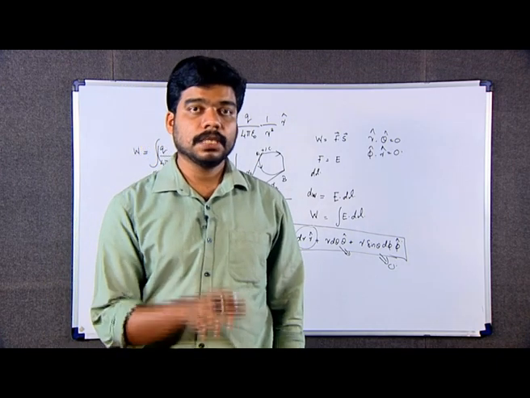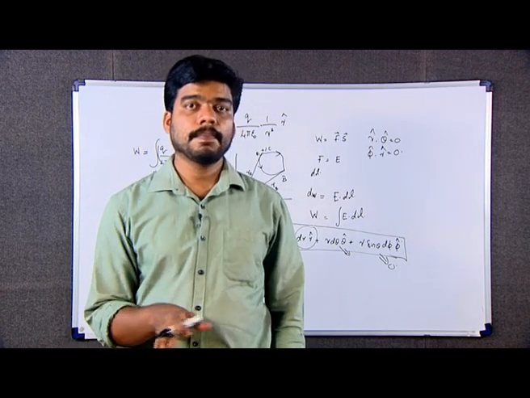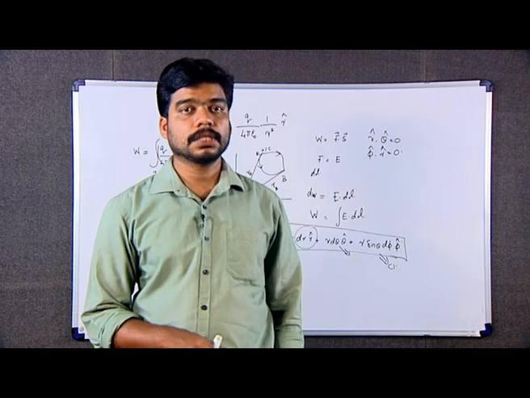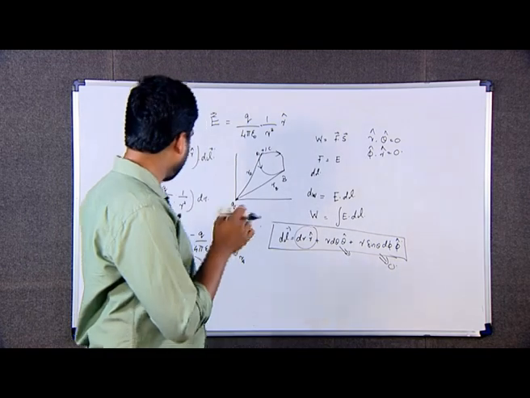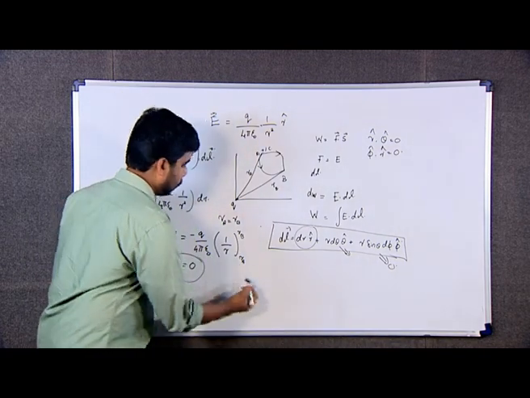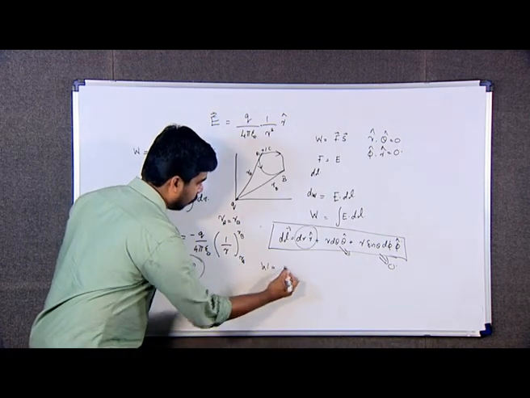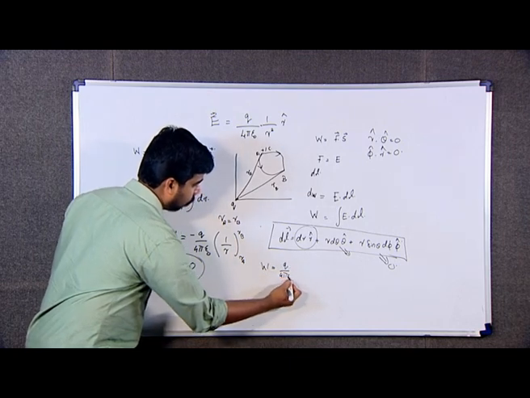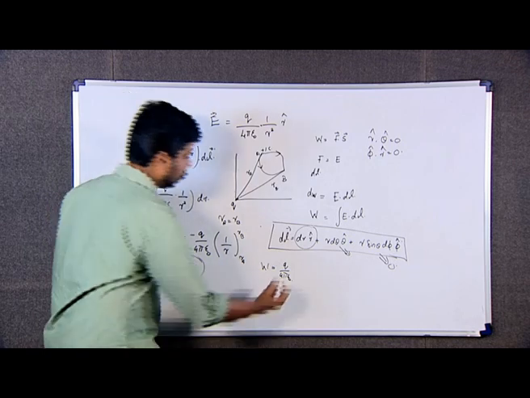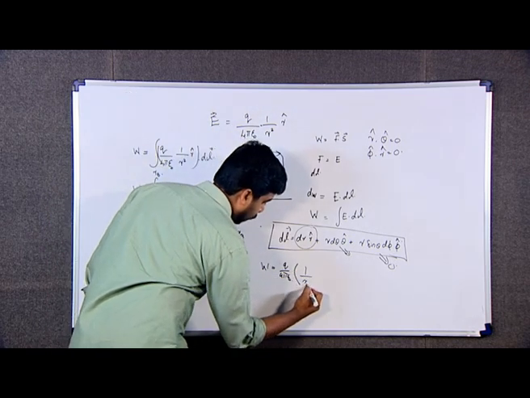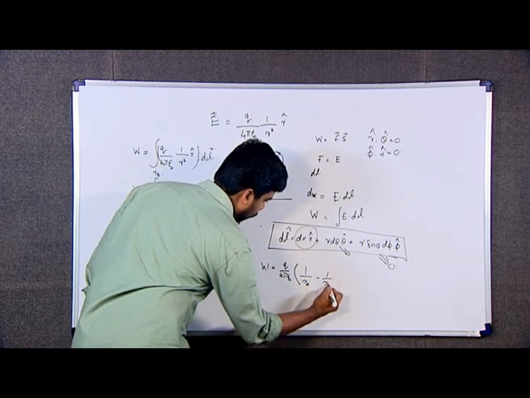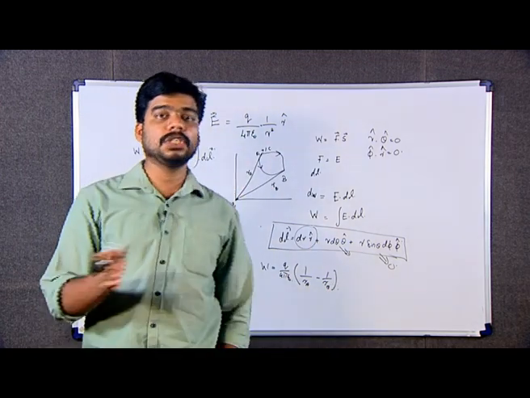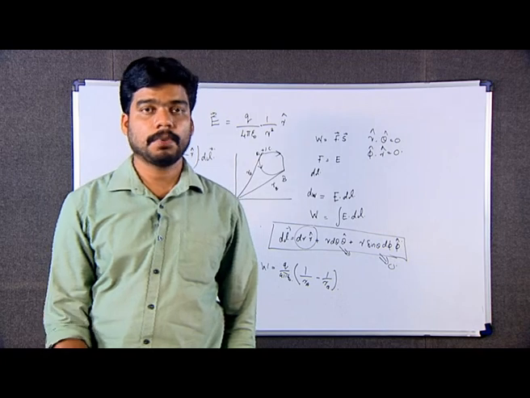So, that means the total work done by the E depends only on the initial and final points. If the initial and final points are not the same, then the work done is equal to q by 4 pi epsilon 0 into 1 by Ra minus 1 by Rb. That means the work done depends only on the initial and final point.